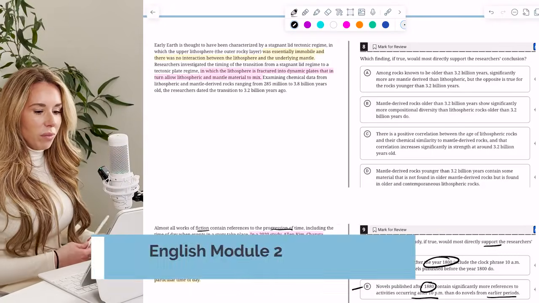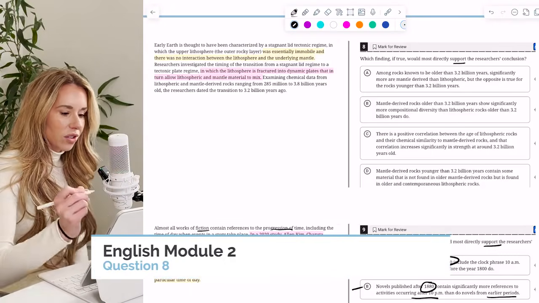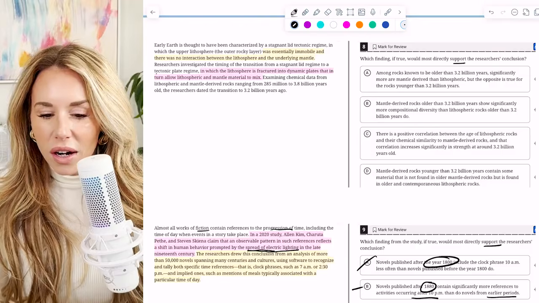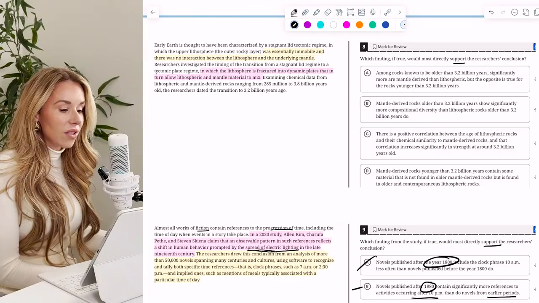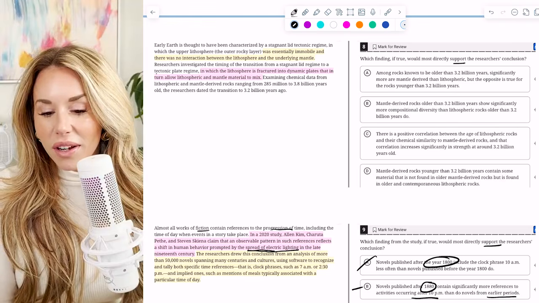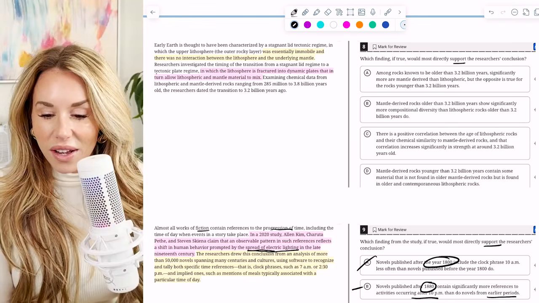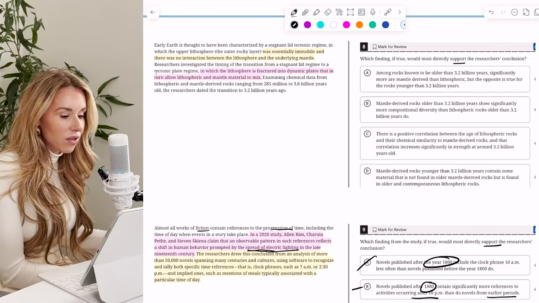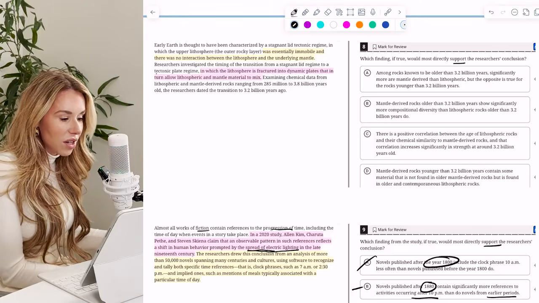All right, we have: what would most directly support the researcher's conclusion? Okay, so we have early Earth is thought to have been characterized by a stagnant lid tectonic regime in which the upper lithosphere, the outer rocky layer, was essentially immobile and there was no interaction between the lithosphere and an underlying mantle.